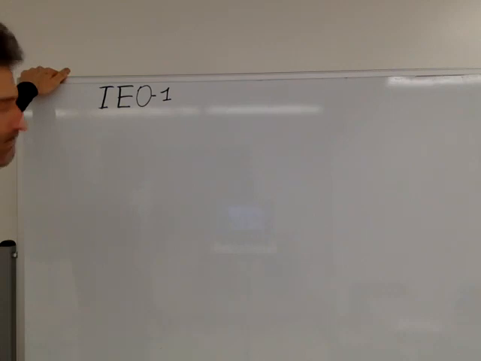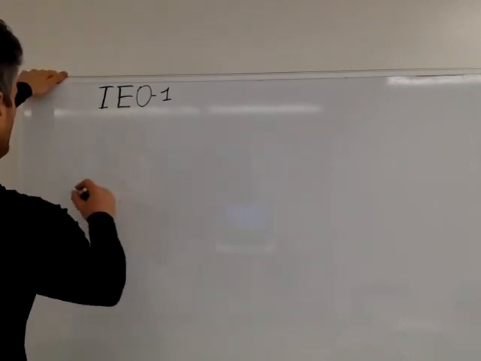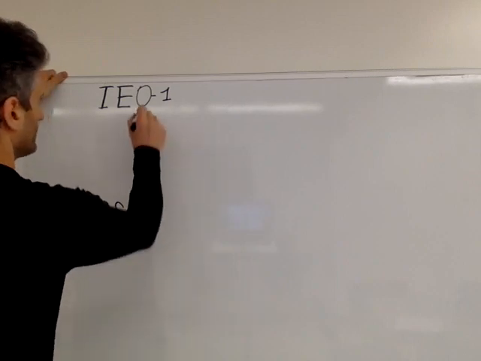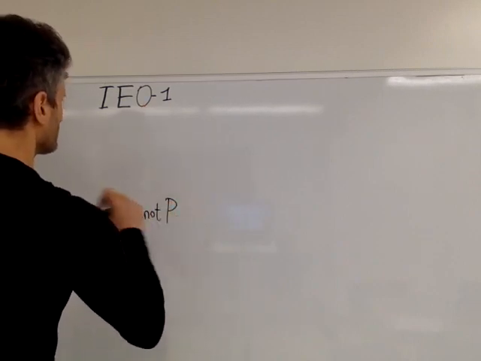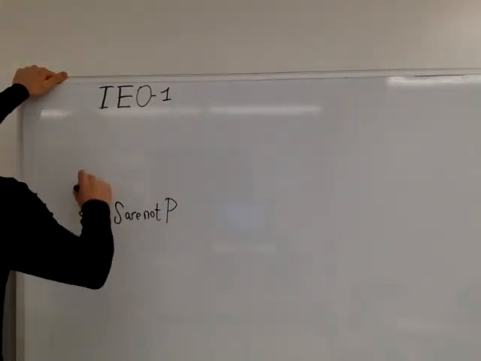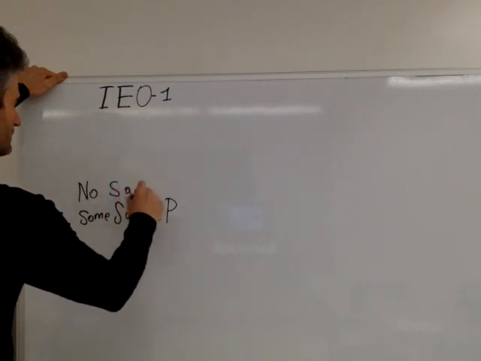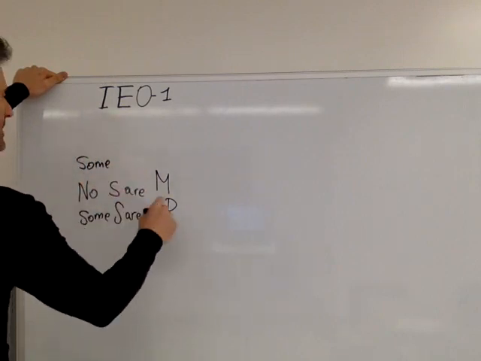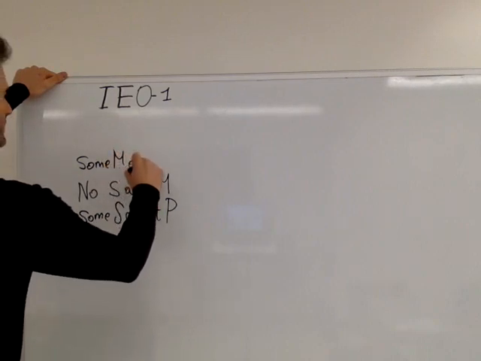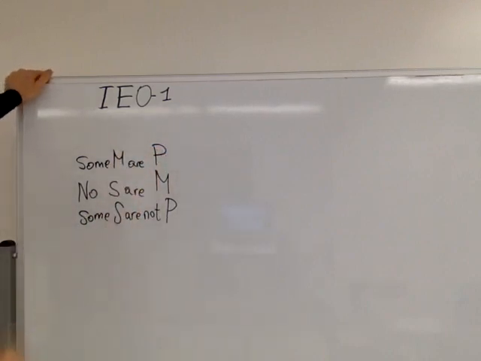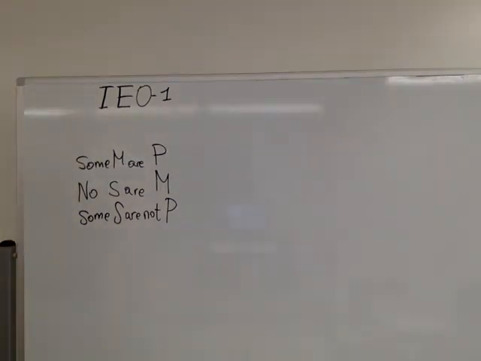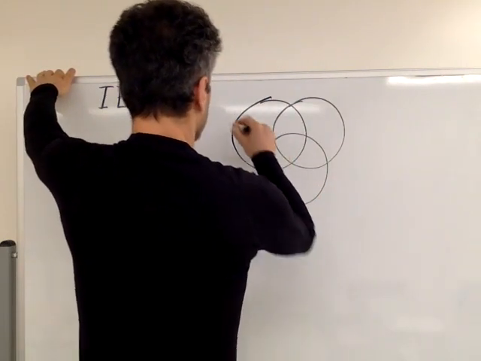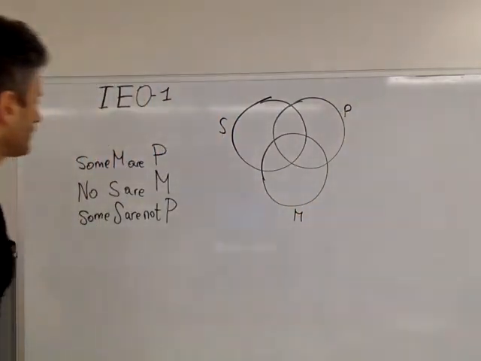IEO 1. Okay. So conclusion is going to be some S are not P. Second premise is no S are M. First premise, some M are P, because this is figure 1. Okay, now, S, P, and M. Okay.